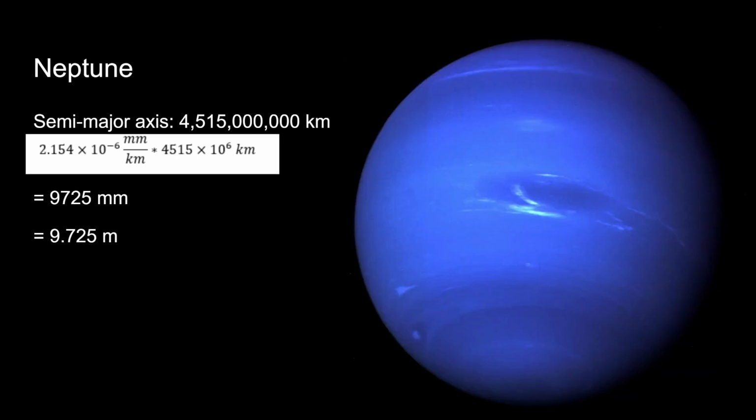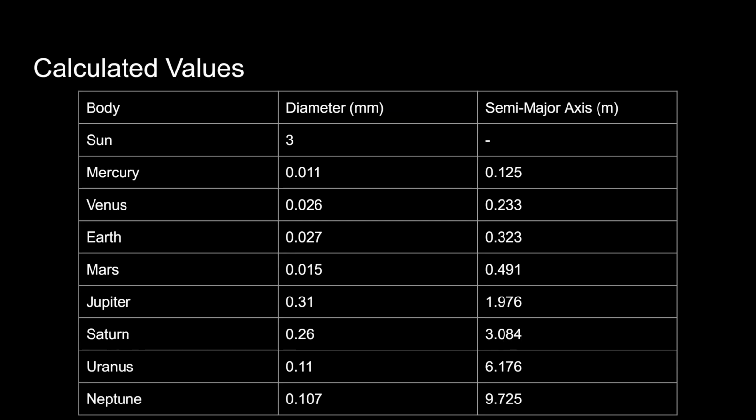And finally, we get to Neptune with a semi-major axis of 4.5 million kilometers. This is where you really see how big the solar system is. Doing the scale factor for Neptune, you get 9.725 meters. And now we have all of the calculated values we need.